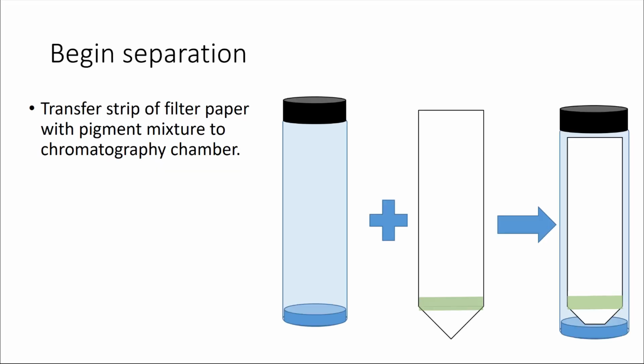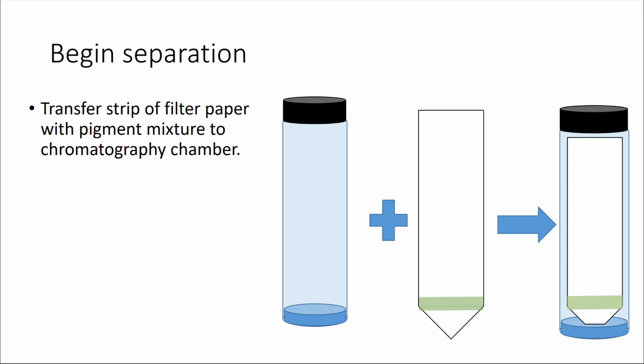We are then going to take one of our chromatography chambers, which has a chromatography solution within it, and we're going to take our strip of filter paper, remove the lid, and gently put our filter paper within the chromatography chamber, quickly sealing the lid after we are finished.